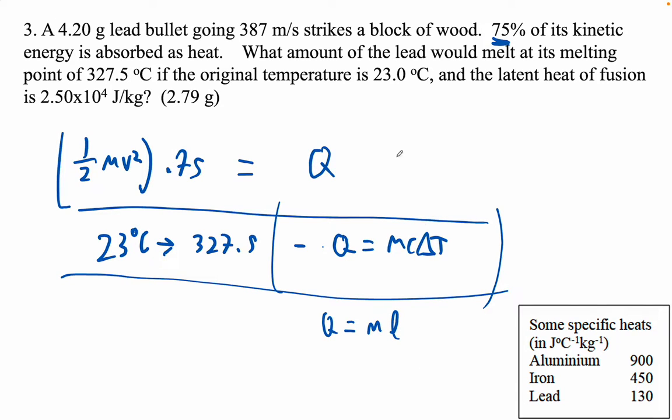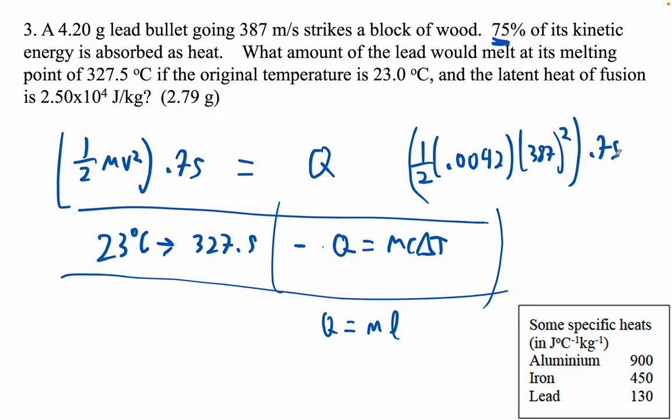So let's do that. We've got 1/2 times 0.0042 times 387 squared, and then that's times 0.75. So 0.5 times 0.0042 times 387 squared times 0.75. Okay, so we've got that the heat absorbed is 235.886 joules of heat.